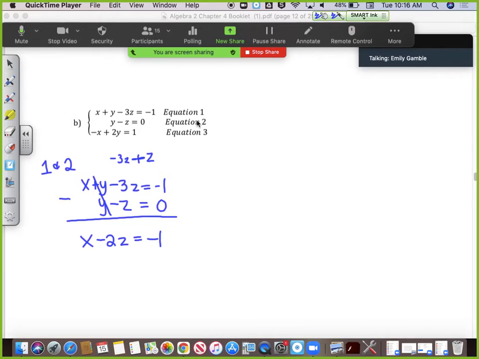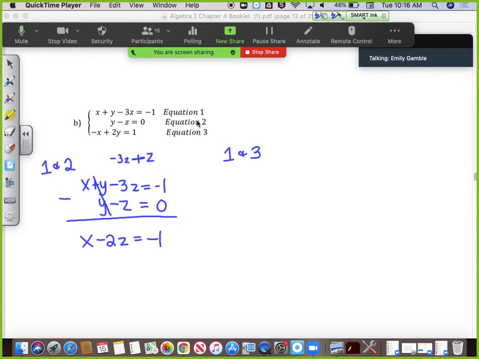Okay, so what we did is we took equation 1 and equation 2 and eliminated y. Now we have the option to do 2 and 3 or 1 and 3. Let's take a look at them. So 2 and 3, I see 1y and 2y. And 1 and 3, I see 1y and 2y. It actually really doesn't matter. Let's just do 1 and 3.